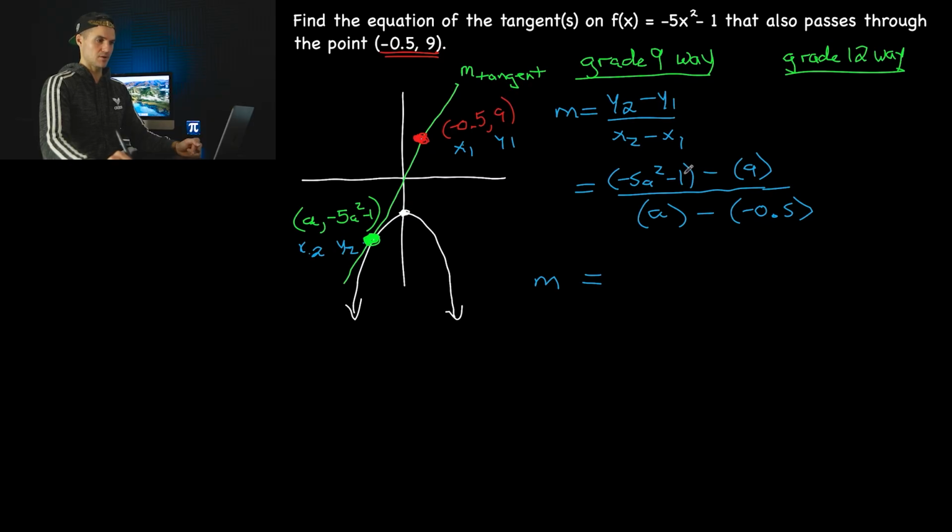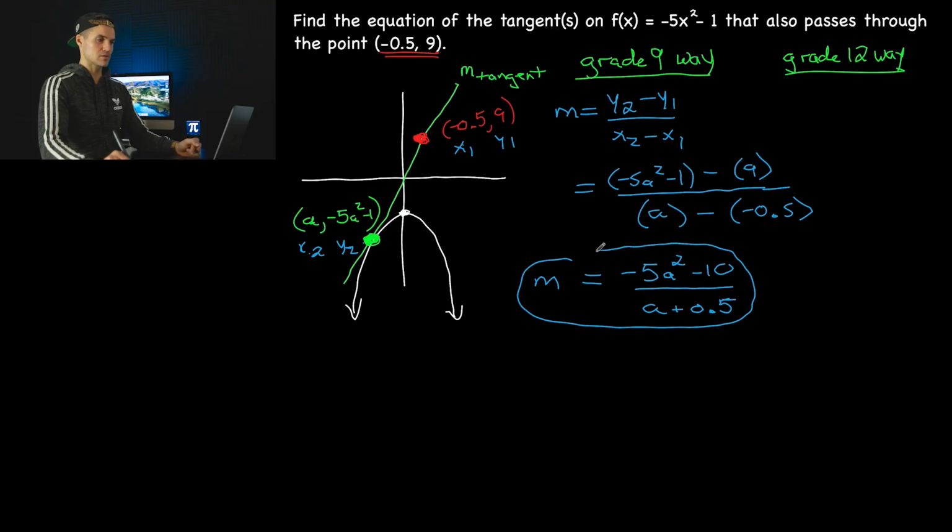So notice this negative 1 minus 9, that's going to be negative 10, right? So this is going to be negative 5a squared minus 10, like that. And that's going to be all over a plus 0.5, like that. And then from here, nothing else we can really do to simplify it. So that right there is going to be the expression for the slope of the tangent, one of the expressions for the slope of the tangent that we're going to have.